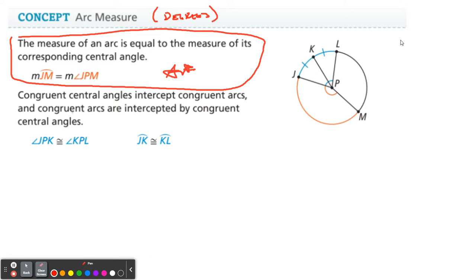Now a couple smaller ideas, right? So if your central angles are congruent, then your arcs will be congruent as well. So just for emphasis here, JPK is this angle here, KPL is this angle here. They're marked congruent. Again, they should use staggered arcs, but okay. So they're congruent. So then the arcs they intercept also will have the same measure. So arc JK and arc KL will be the same. They're also congruent.